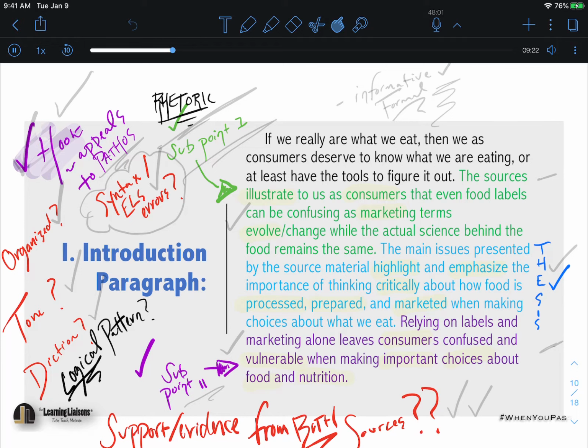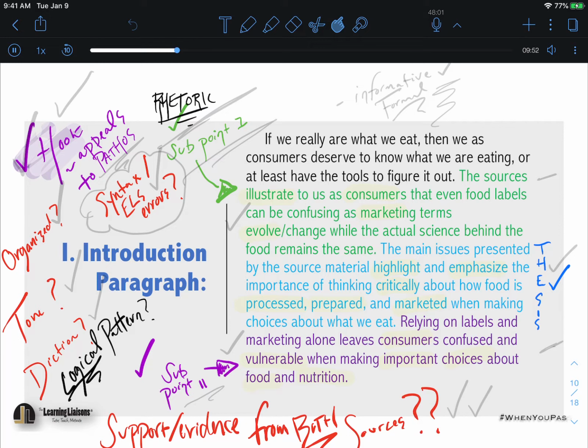The main issues presented by the source material highlight and emphasize the importance of thinking critically about how food is processed, prepared, and marketed when making choices about what we eat. Relying on labels and marketing alone leaves consumers confused and vulnerable when making important choices about food and nutrition. Okay, I almost said decisions there for choices, but we are going to keep choices.